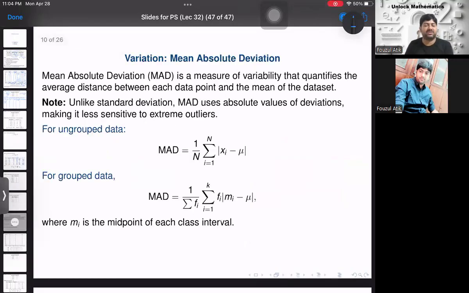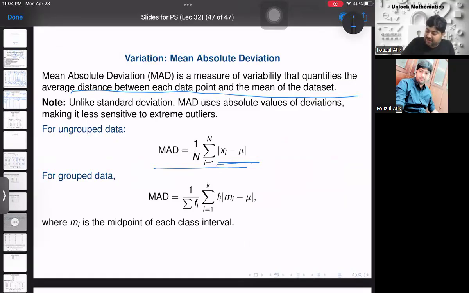Now next, we will discuss another parameter, also a measure of variation, that is the mean absolute deviation. What is that? Mean absolute deviation is a measure of variance that quantifies the average distance between each data point and the mean of the data set. Basically, mean absolute deviation is 1 by n into summation i equal to 1 to n of mod of xi minus mu. In the case of variance, it is xi minus mu whole square, but here we are not taking the whole square, we are taking the modulus value.